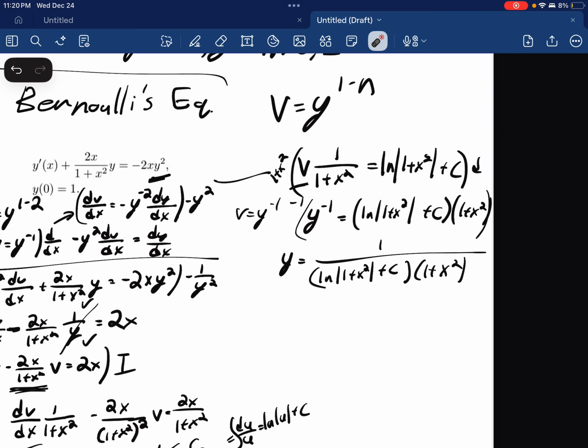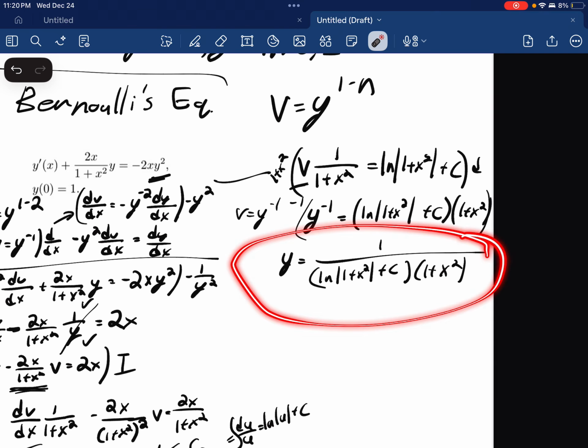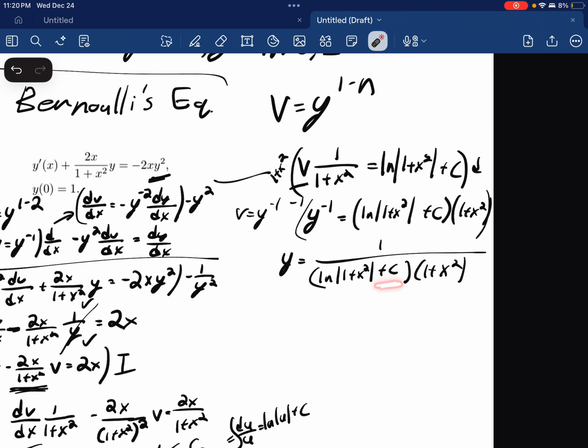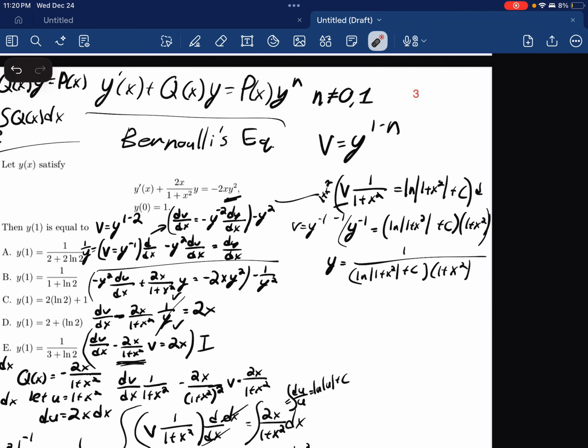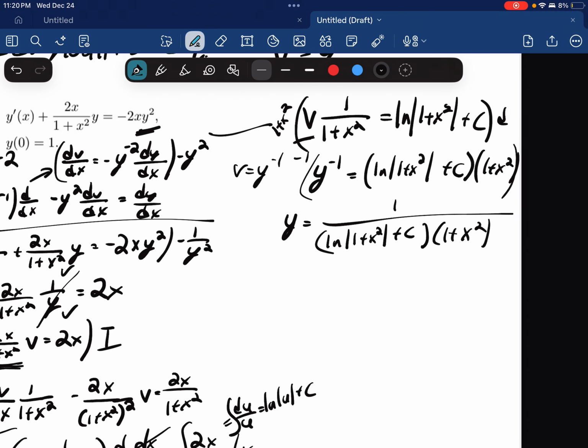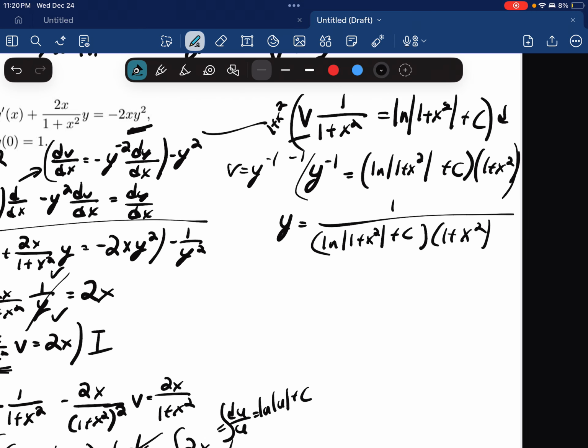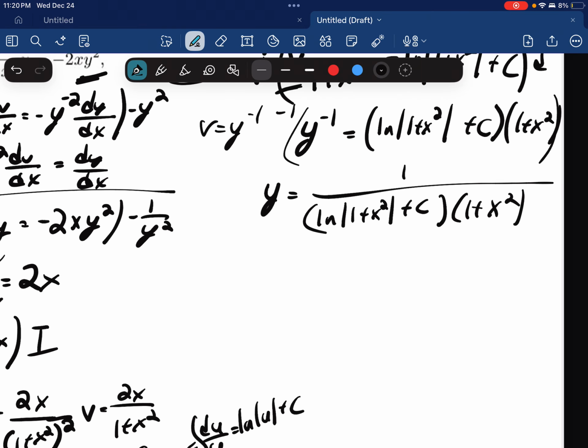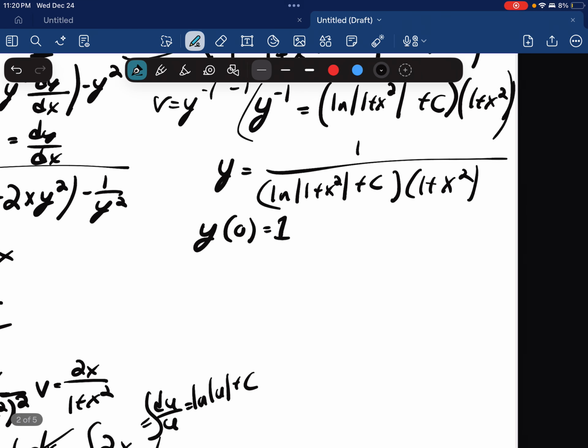Okay, now that we have this general solution that still has a constant of integration in it, we can use the initial condition to find the particular solution. Our initial condition was y of 0 equals 1. So that means when x equals 0, y has to equal 1.